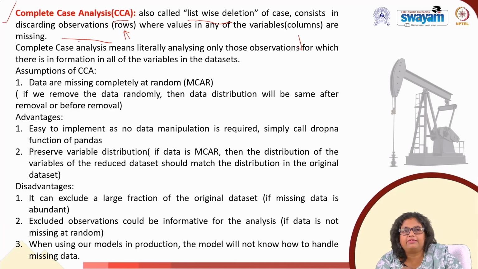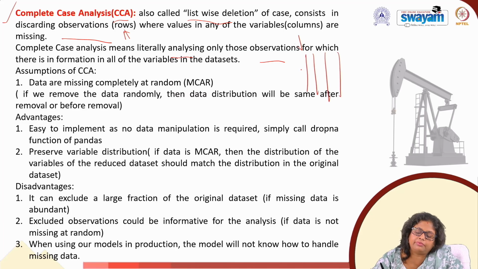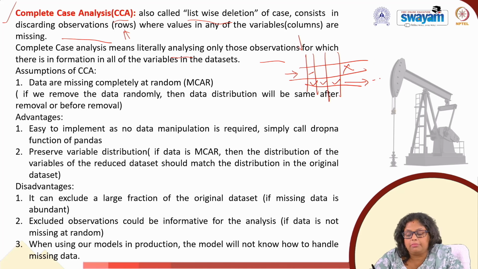What complete case analysis literally means is analyzing only those observations for which there is information in all of the variables in the data set. So if this one is missing a value, I will remove this observation or row. Now this one has all the values, so it will be taken into consideration. Again, this third one is missing in two places, so I am going to discard this row. I am only going to consider those rows which have all the values.